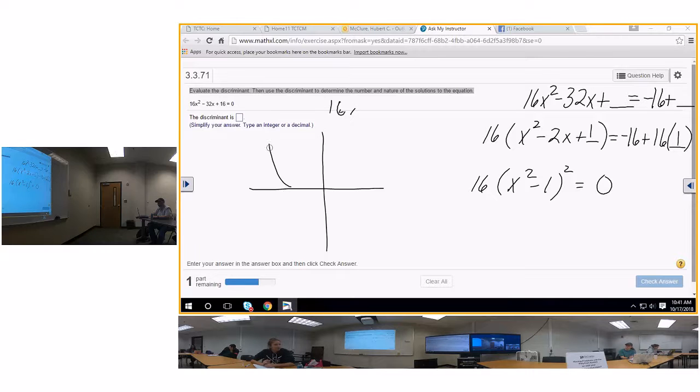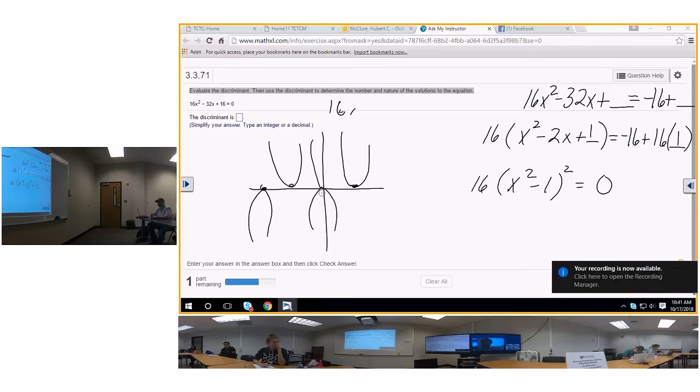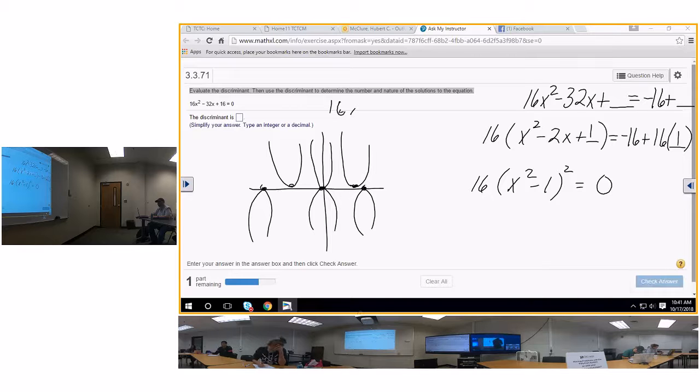It's either right here, or right here, right on the x-axis, or down here, or right here. It's sitting on the x-axis. No matter where it is, it's sitting because the square root of x squared minus 1, whoa, that's supposed to be an x, sorry.